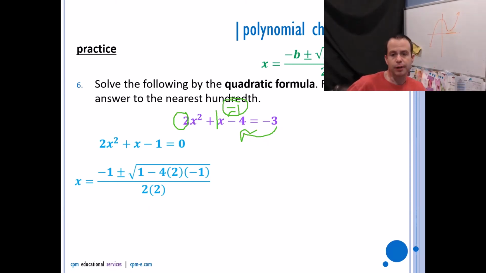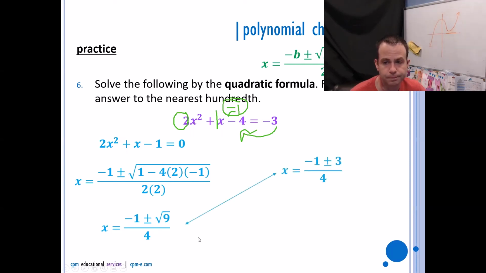So then I have -1 plus or minus the square root of 1 squared, which is 1, minus 4 times 2 times -1. -4 times 2 is -8, times -1 is 8. So that becomes 1 plus 8, which is 9. Okay, so now I'm looking at the root of 9 is 3. So I'm looking at -1 plus 3 all over 4 and -1 minus 3 all over 4.